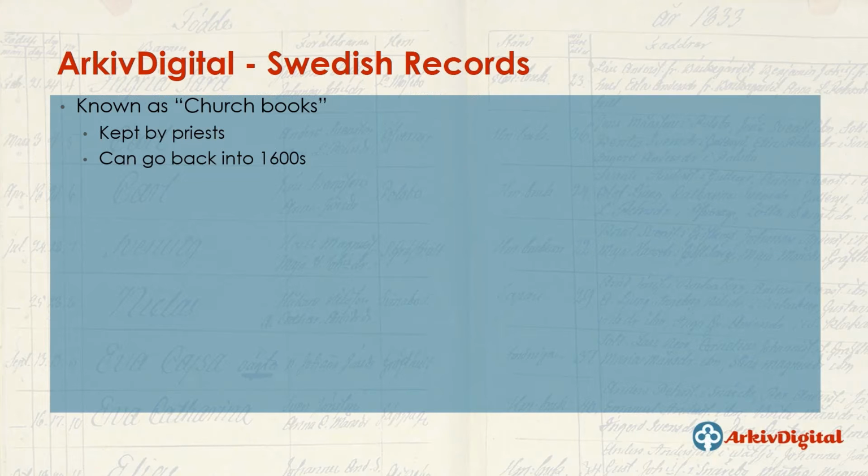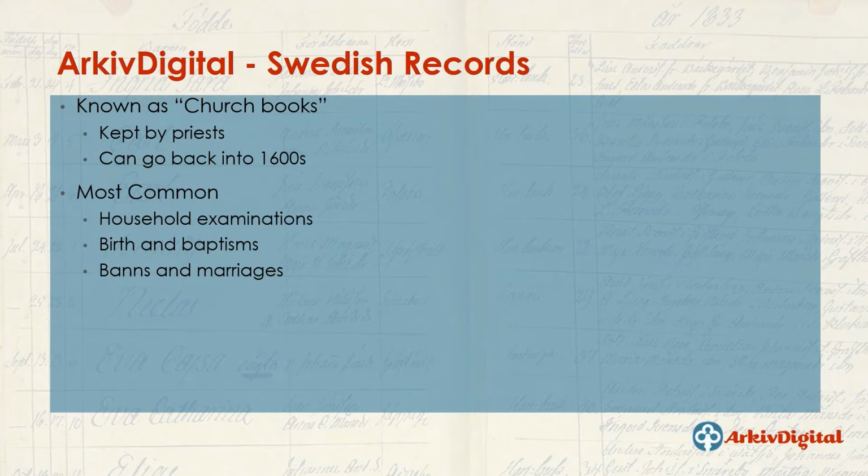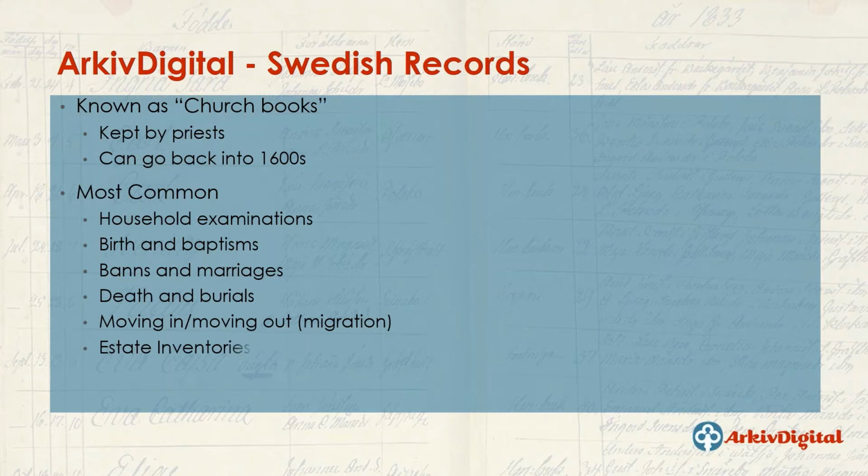They can go back into the 1600s, and we're going to go over the most common ones tonight, which would be the household examinations, which are very similar to our census. We're going to go over the birth and baptisms, the banns and marriages, the deaths and burials, and the moving in, moving out records, or the migration, and also the estate inventories. But there are many others that are worth exploring.